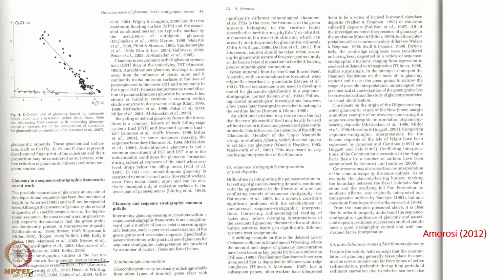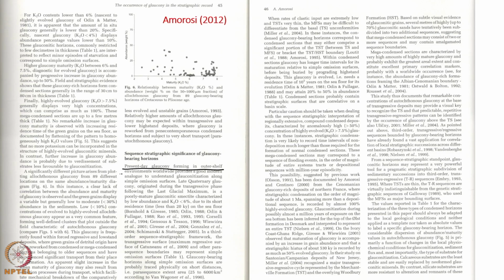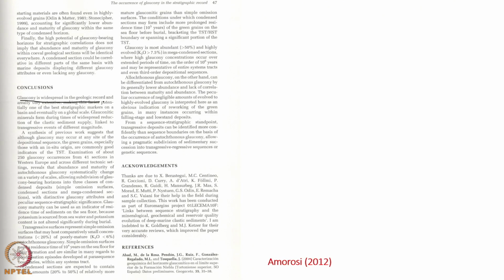Glaucony occurs primarily in the transgressive systems tract. Glaucony is less common in the highstand systems tract than in the underlying TST. So, in TST and in the TST HST boundary, glaucony is found rarely in the upper HST. So, these are the locations of slow rate of sedimentation. Present day glaucony forming in outer shelf environments worldwide provides a good modern analog to understand glauconitization along simple omission surfaces. As already told, glaucony is widespread in the geological record.